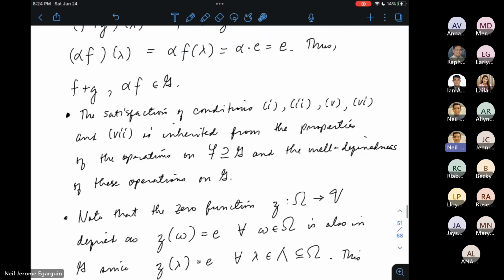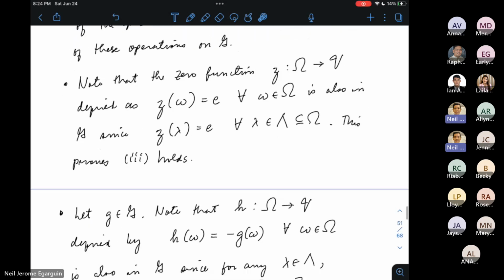Right? Pero madali lang yun kasi yung zero function, I don't know kung sino yung mga nagsagot sa inyo ng item pertaining to curly F being a field dun sa homework number 2. So kung nagawa nyo na yun, good for you. Kung hindi pa, magkakaroon kayo ng hint dito kasi yung zero function is just the function that maps everything to the zero vector. Yan yung zero function. Yan yung zero vector kay F.